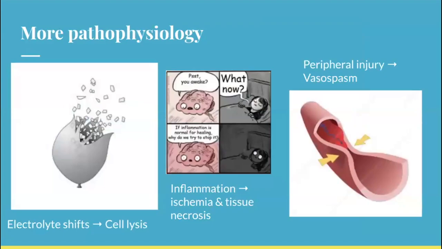After you have the ice crystals form, you have a couple different processes. First, you have like fluid electrolyte fluxes causing lysis of cell membranes. Then you have an inflammatory process leading to tissue ischemia and necrosis. And then all of the above causes peripheral neurovascular injury, leading to abnormal sympathetic tone and vasospasms.